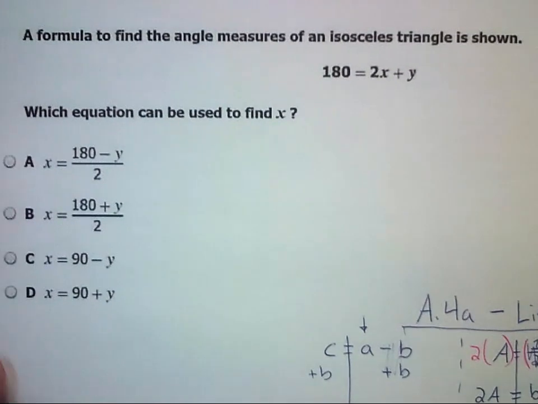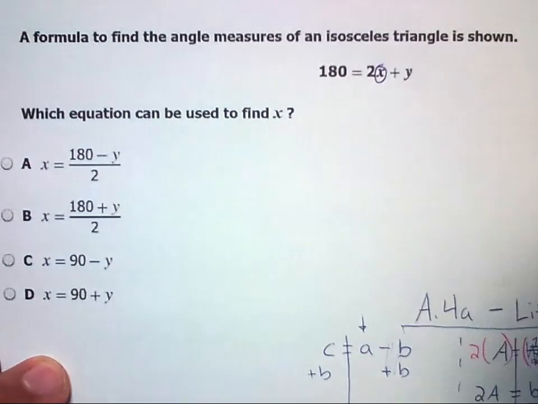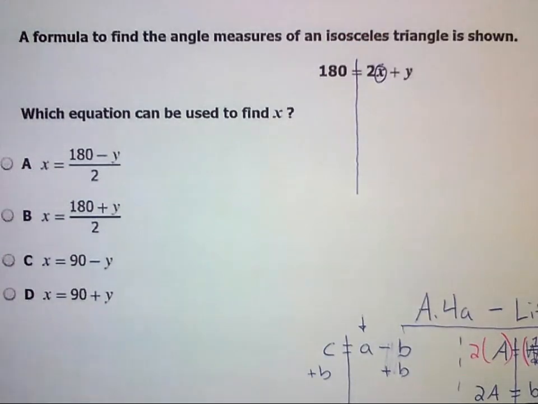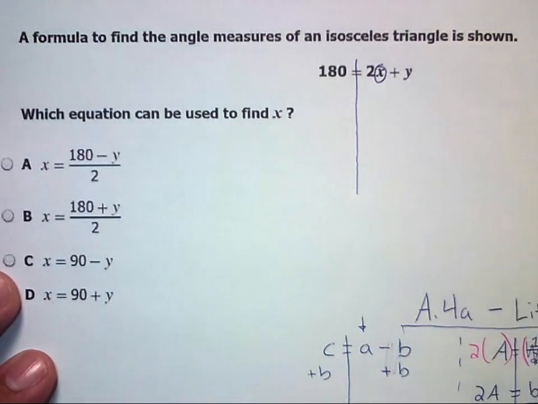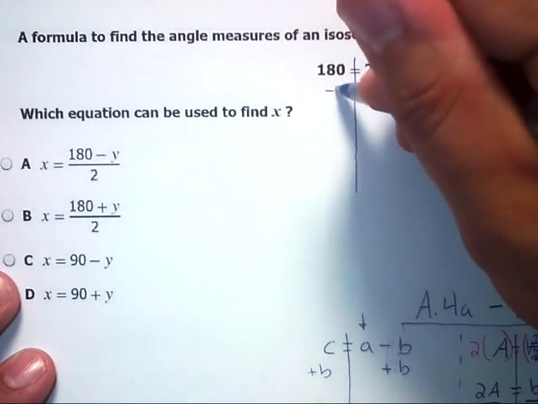All right, a formula to find the angle measures of an isosceles triangle is shown. And for the record, they love using formulas that you've seen before, so be prepared. Which equation can be used to find x? So we're solving for x, meaning what we're trying to do is isolate or separate x by himself. X is on the right side, so we're going to get rid of any term that doesn't have x, namely y. It's adding y, so we're going to do the opposite and subtract y.